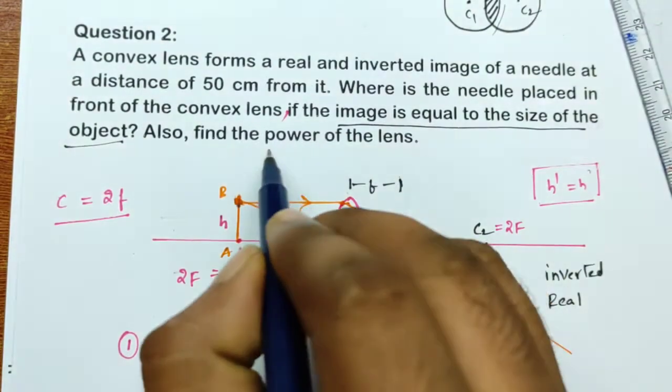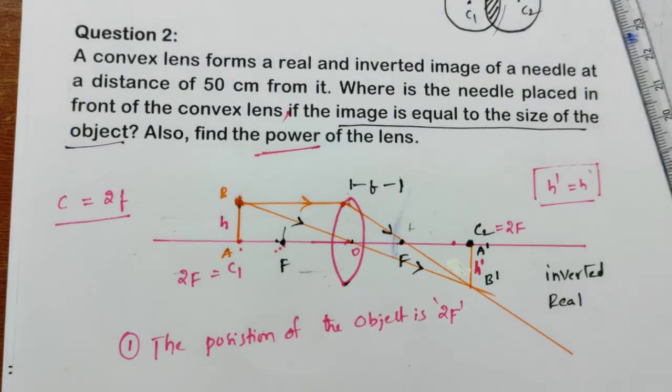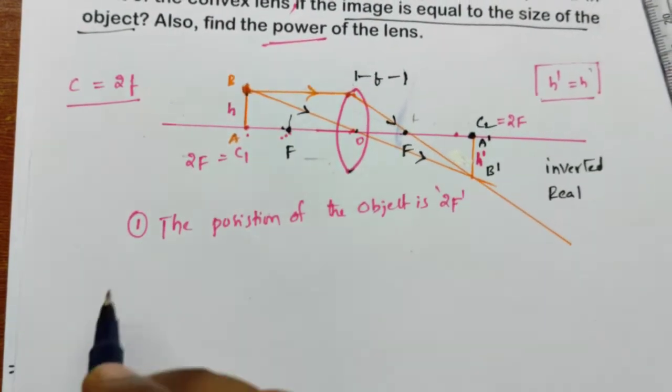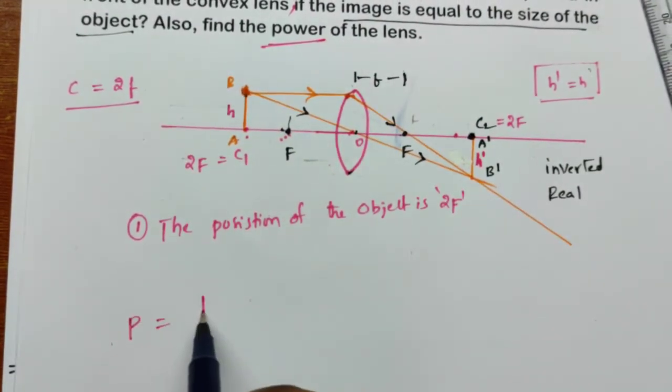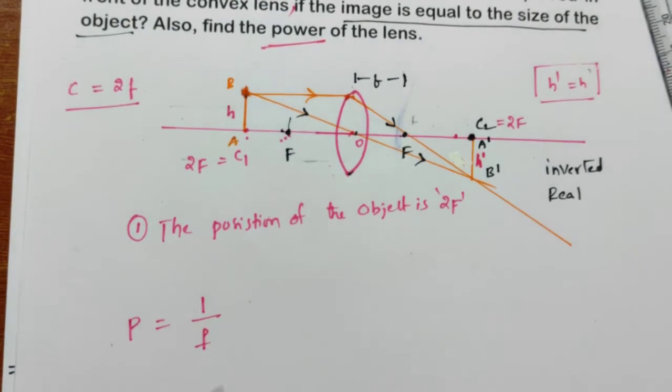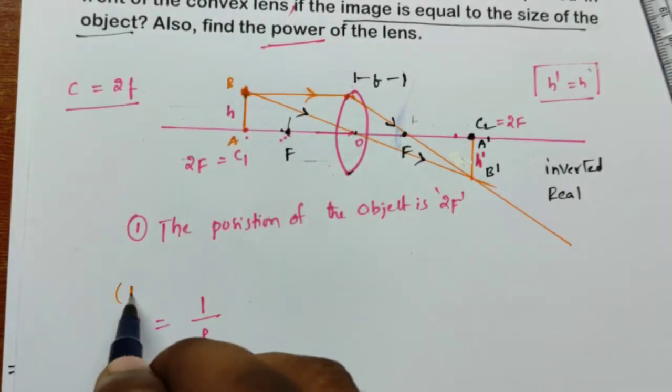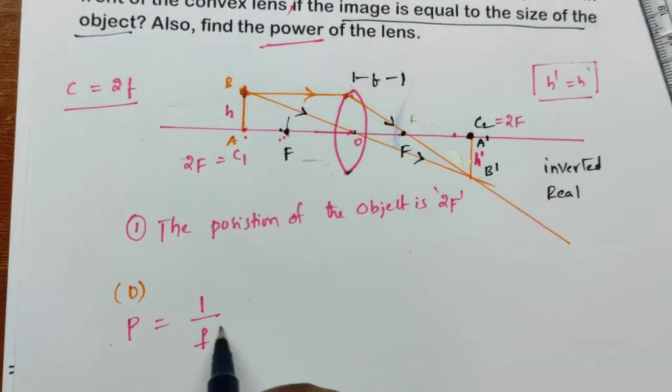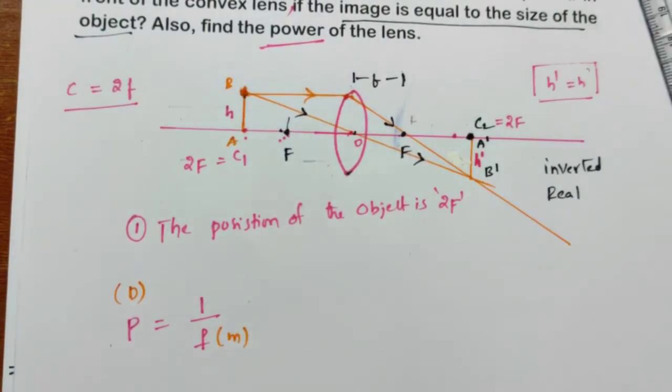Now we need to find the power of the lens. What is the power formula? Power of lens is equal to 1 by focal length. Again I am saying, most people will get confused here. Power of lens we are going to take in diopter. That means the focal length we should take in meters. Both are SI. We should not take one in centimeter and one in diopter. So this one in diopter, this one in meters.